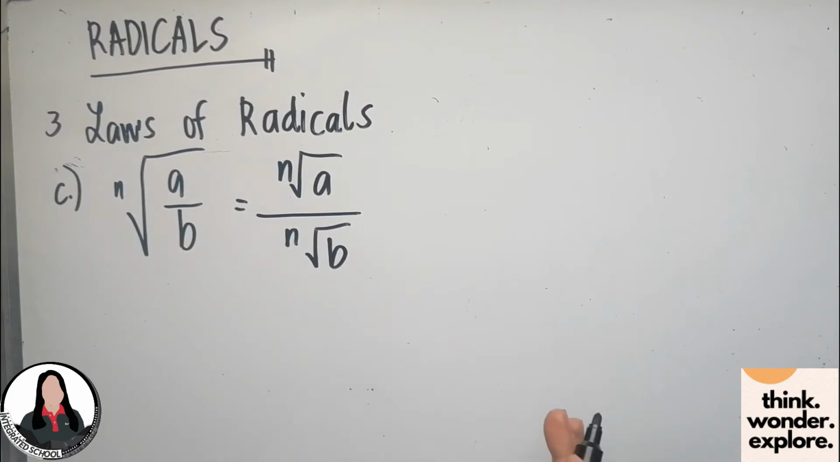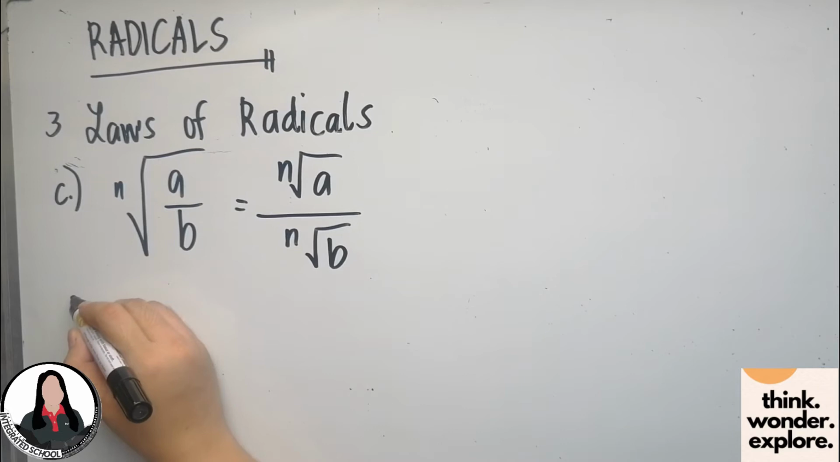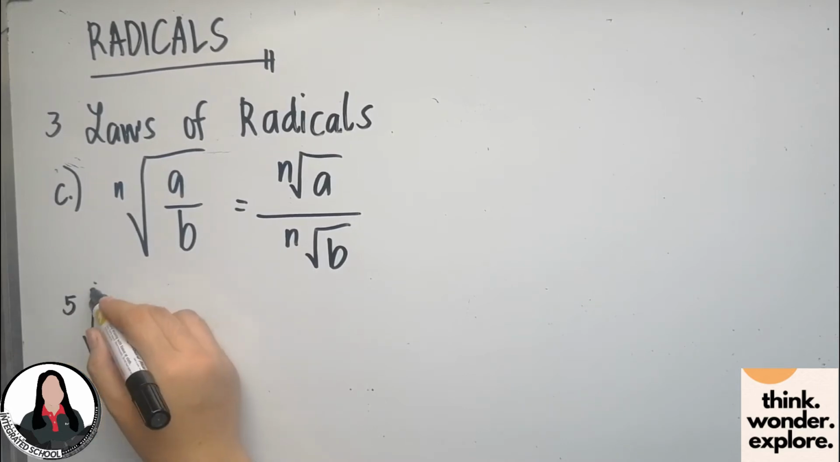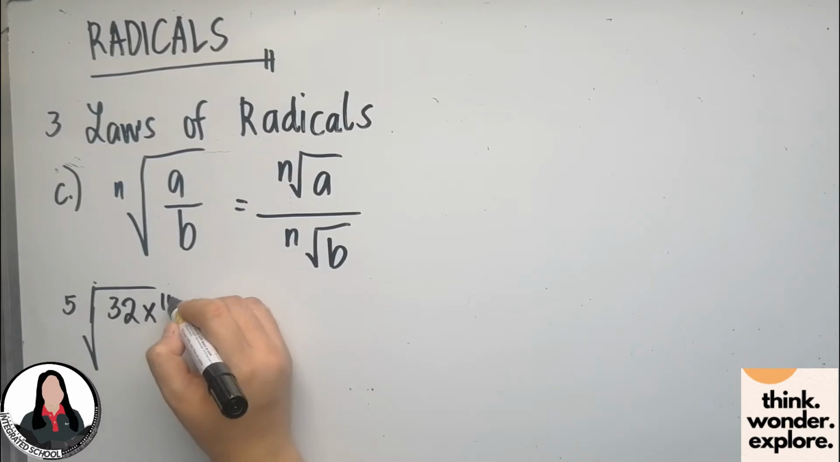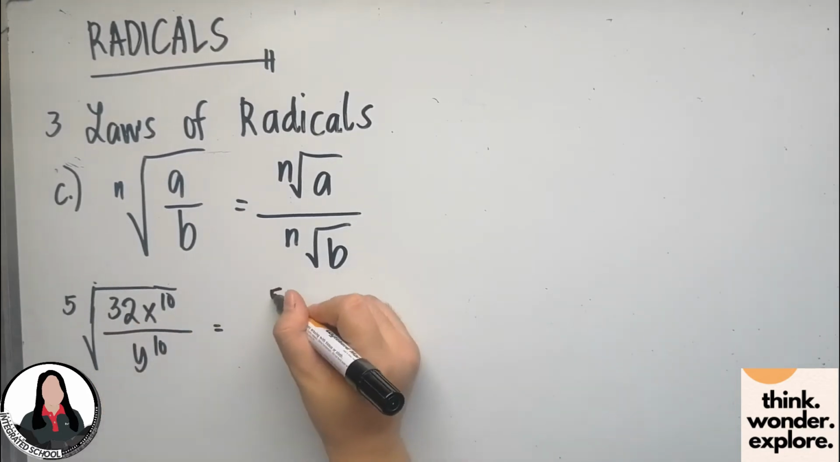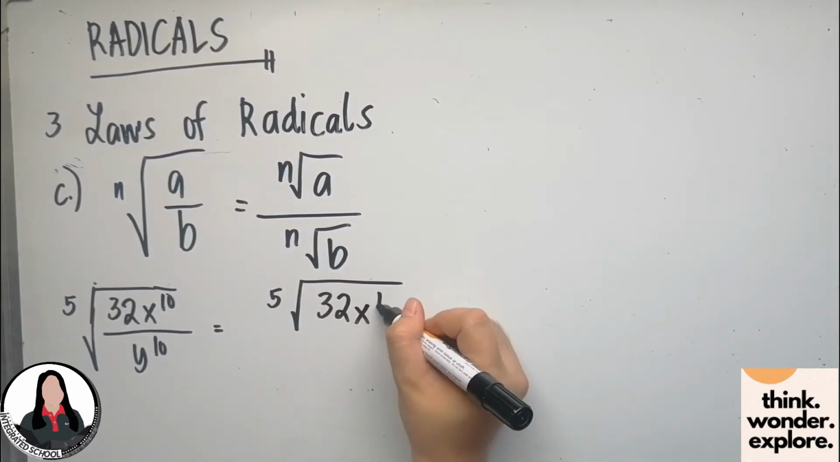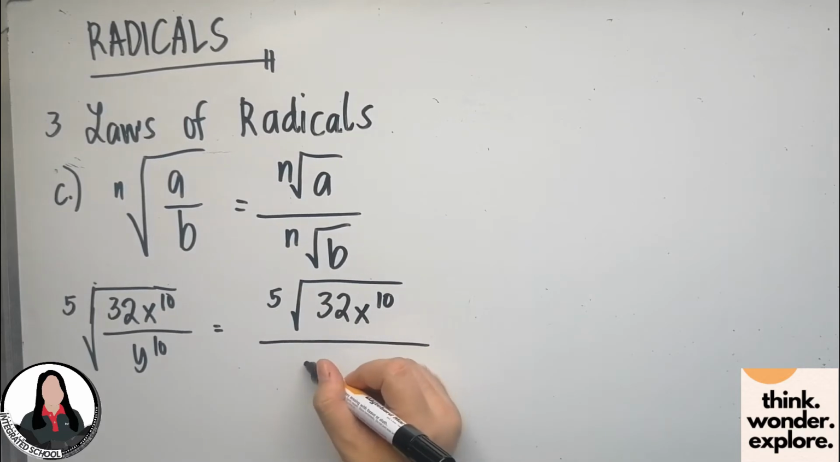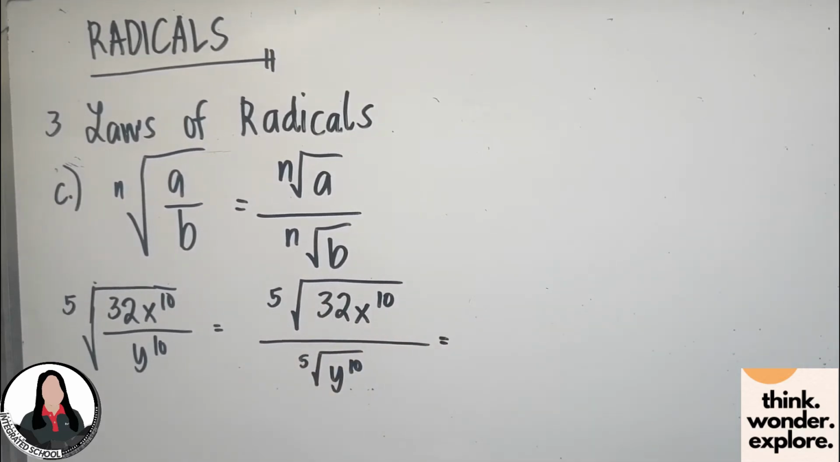Another example under the third law, wala ito sa inyong module, but I want to give another example. We have a fifth root of 32x raised to 10 all over y raised to 10. Okay, so we can rewrite this as fifth root of 32x raised to 10 all over fifth root of y raised to 10. Okay.